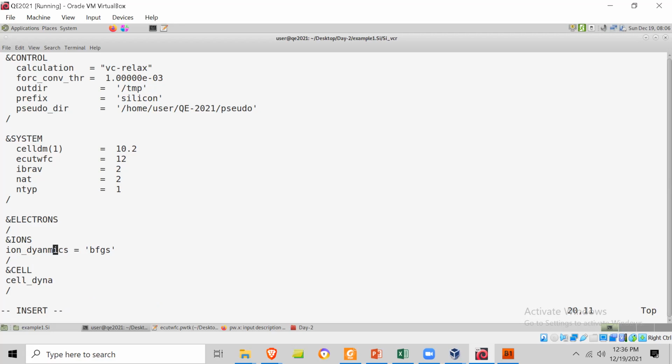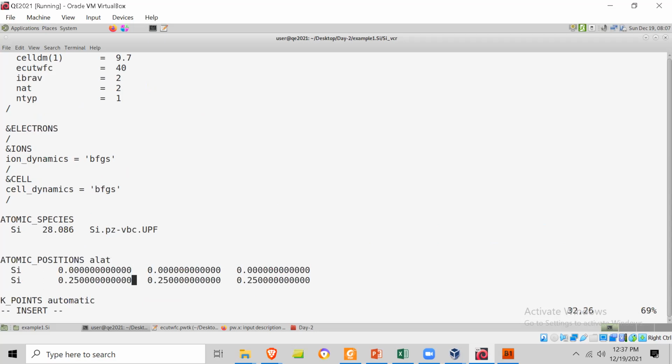If you make a mistake in the spelling, it will not work. So that's the algorithm that it will use. We are not going to specify anything else other than our convergence parameters, which is this is 40. And we'll put this to 9.7, which is where we started for the ALAT optimization. And let's see whether it arrives at 10.2077, which is the one we got.